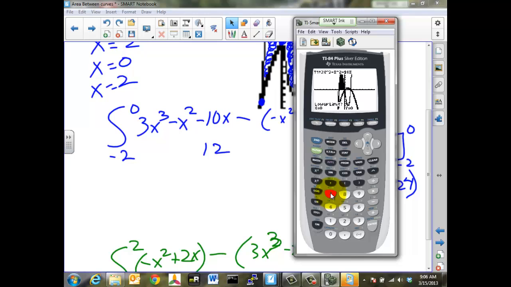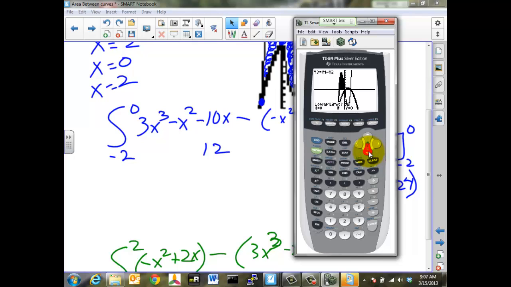All right, first of all, is that what you've got for y1? 3x cubed minus x squared minus 10x. All right, go to y2. You've got negative x squared plus 2x. How do you go to y2? Just press the down arrow on your calculator. Negative x squared plus 2x.